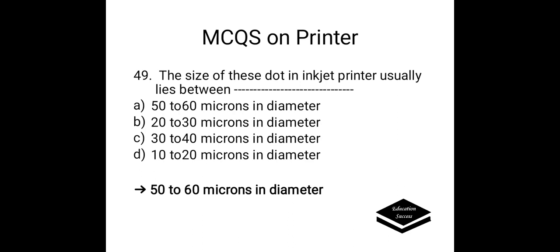The size of these dots in inkjet printer usually lies between, options are A. 50 to 60 microns in diameter, B. 20 to 30 microns in diameter, C. 30 to 40 microns in diameter, D. 10 to 20 microns in diameter. Correct answer is 50 to 60 microns in diameter. The size of the dot in inkjet printer usually lies between 50 to 60 microns in diameter.